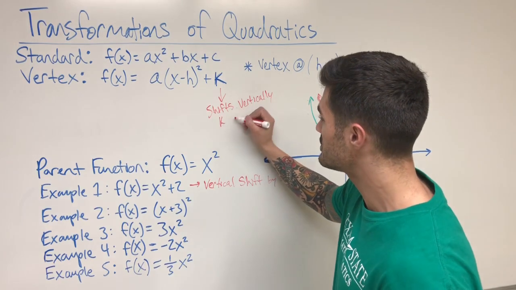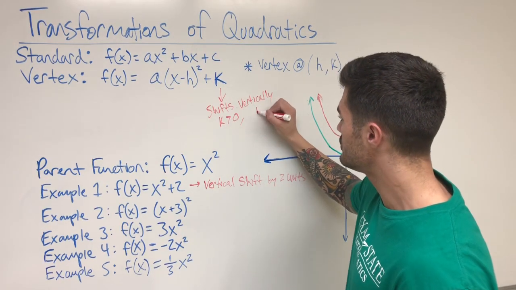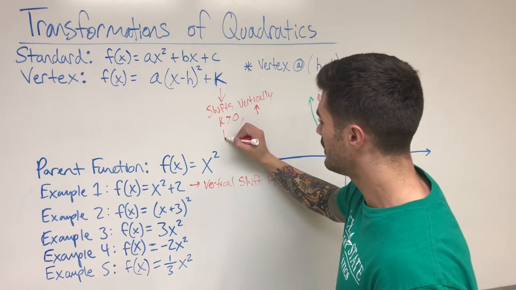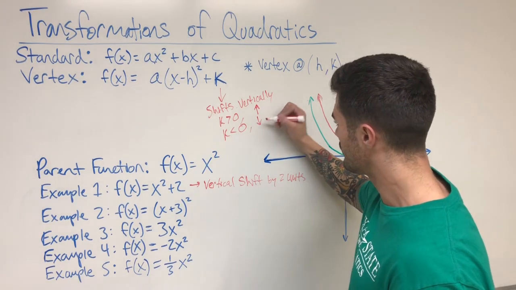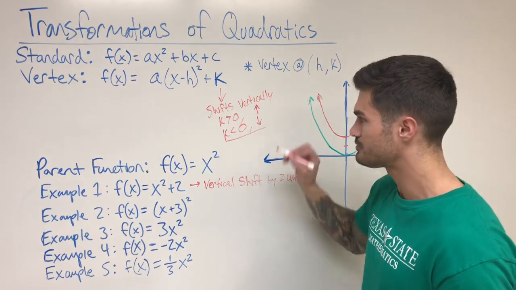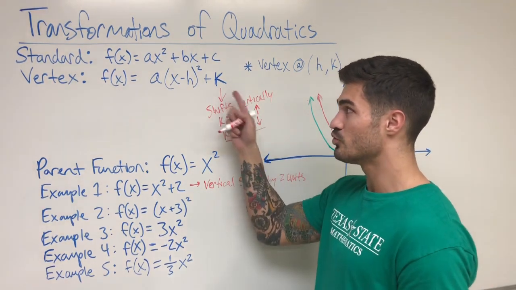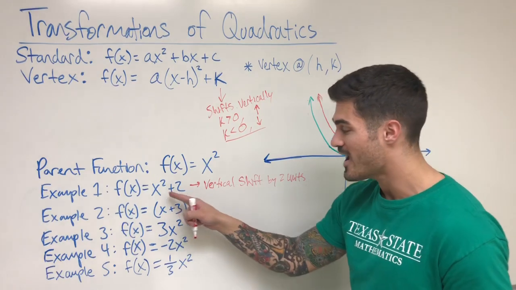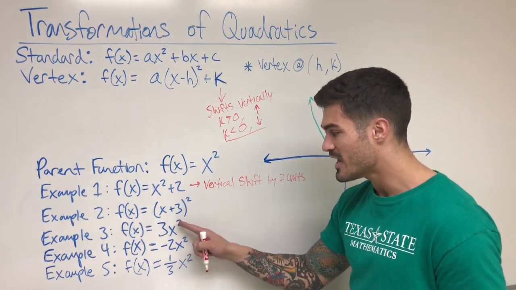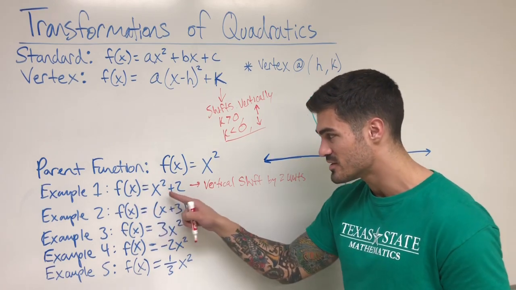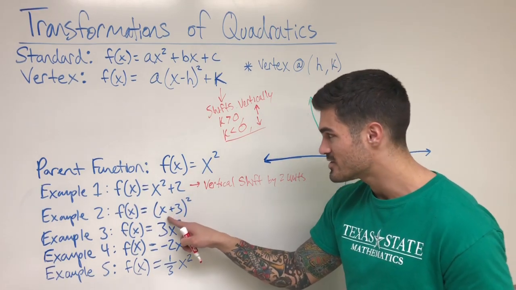So if k is greater than 0, we shift up vertically. And if k is less than 0, we shift down vertically. Hopefully y'all can see that. So now we've come up with a general rule for k, for something being added to f of x, basically, right? But now we see something added to, instead of f of x, being added to x, right?